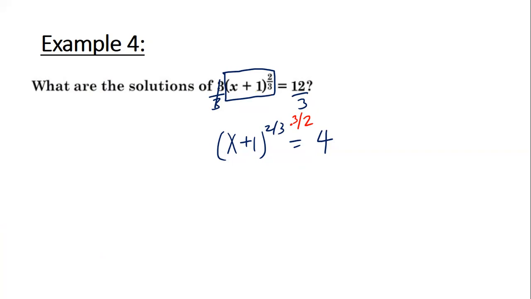I see where he was going. Okay. 3/2. And what I do to one side, I do to the other. This is going to cancel this side out, and I'm left with x plus 1 equals 4 to the 3/2.